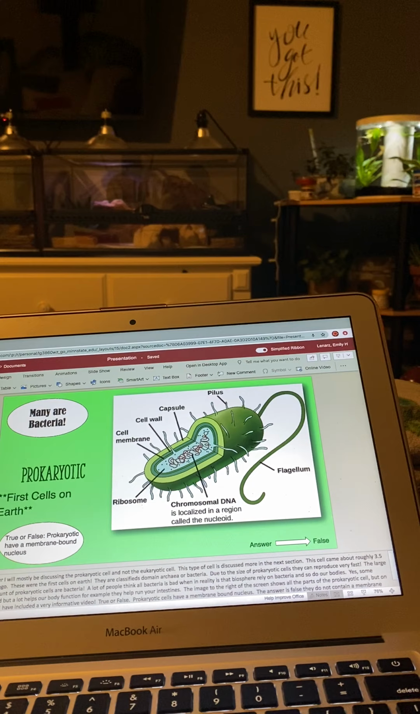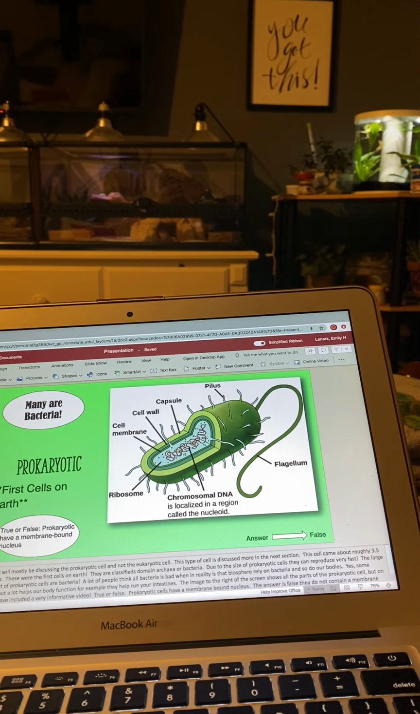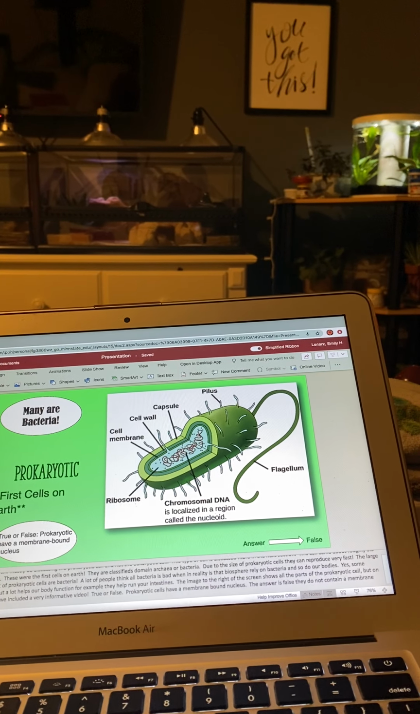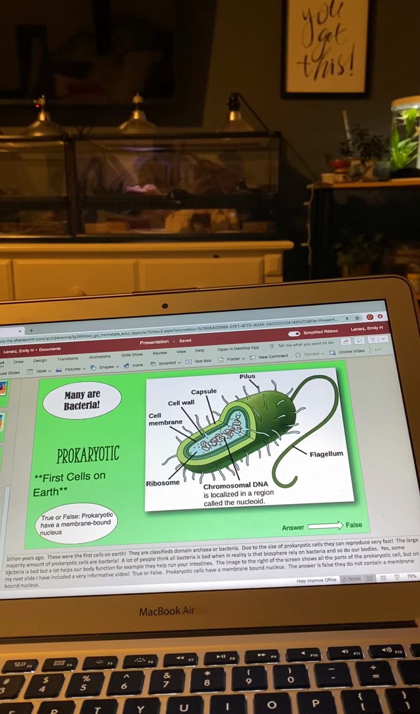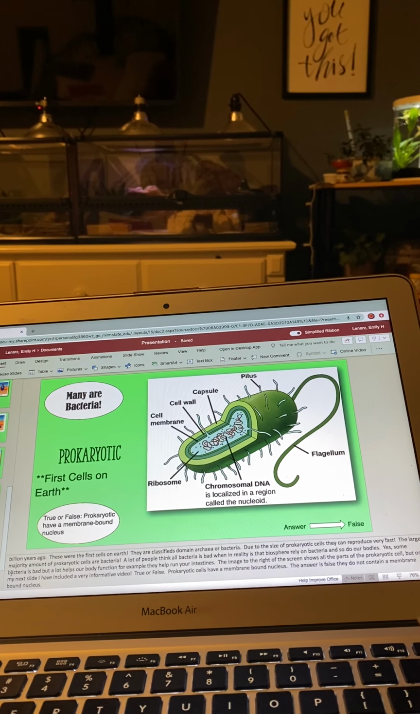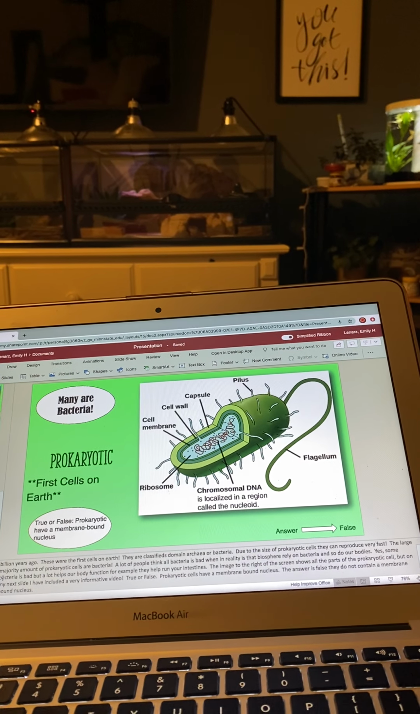A lot of people think all bacteria are bad when in reality, the biosphere relies on bacteria, and so do our bodies. Yes, some bacteria are bad, but a lot help our bodies function. For example, they run your intestines. The image to the right of the screen shows all the parts of the prokaryotic cell, but on my next slide, I have included a very informative video.